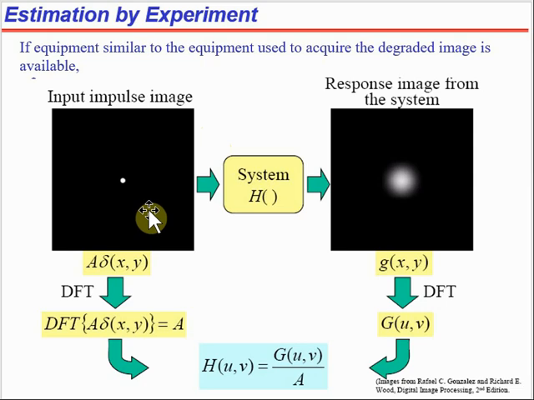Then, recalling that the Fourier transform of an impulse is a constant, the degradation function is as shown here, where, as before, g of u comma v is the Fourier transform of the observed image, and capital A is a constant describing the strength of the impulse. Next is estimation by modeling.